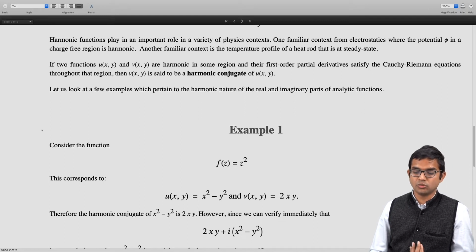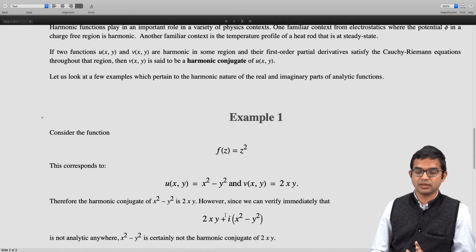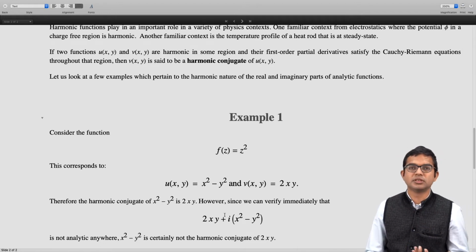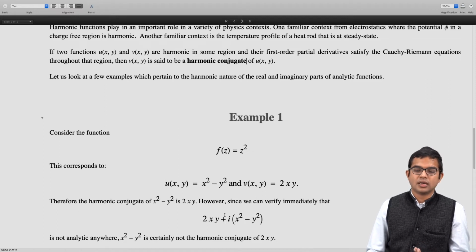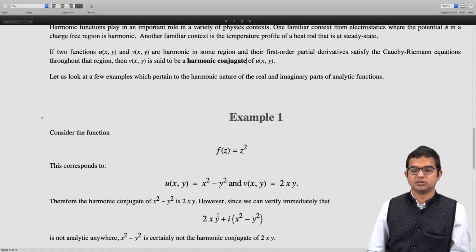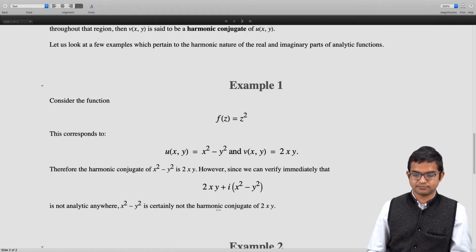In fact, it's not true, because the function 2xy plus i times x squared minus y squared is not going to be analytic. You can check this by working out the Cauchy-Riemann conditions, right? So the order in which you put these terms is important. x squared minus y squared is certainly not the harmonic conjugate of 2xy, but the harmonic conjugate of x squared minus y squared is indeed 2xy everywhere, right? So this is an entire function.